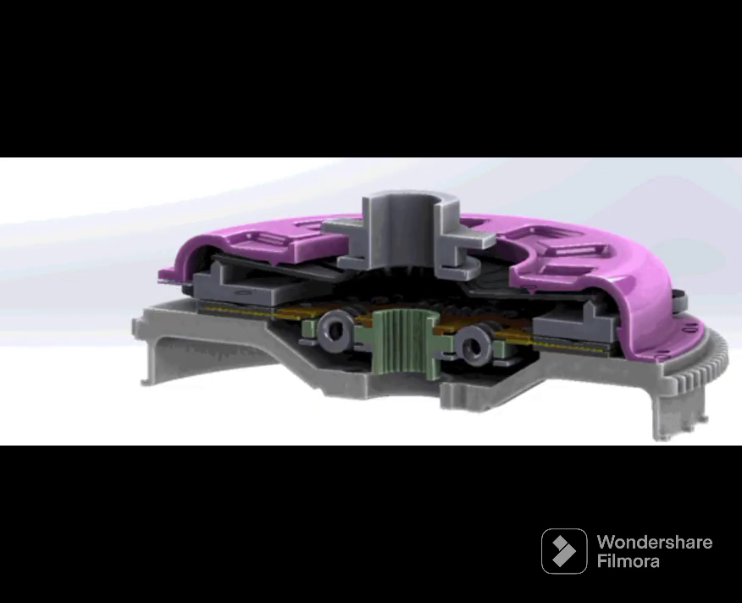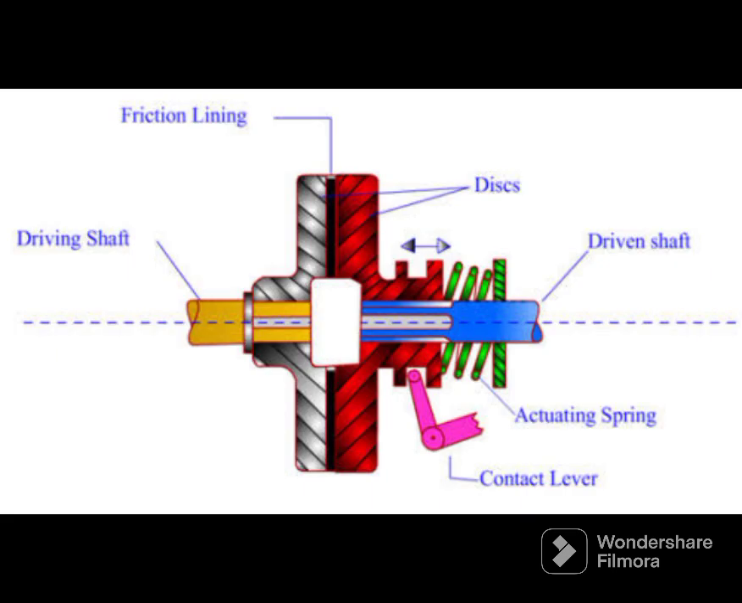How does a friction or dry clutch work? A friction or dry clutch works by using the frictional force between two surfaces to transmit power. It is typically used in manual transmission vehicles, motorcycles, and other similar applications.